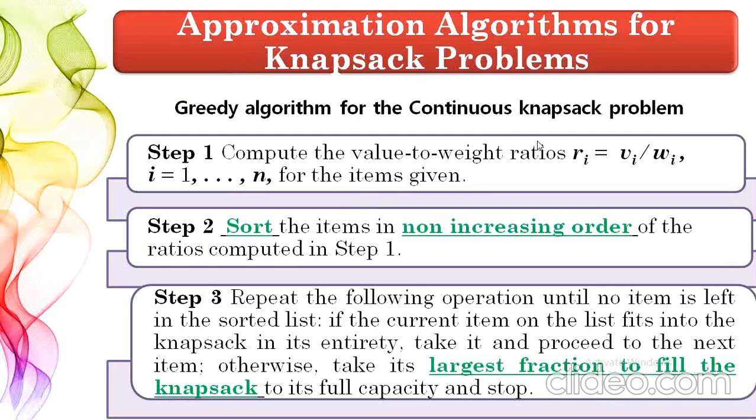Next we move on to the continuous knapsack problem. Here also we are going to use the same steps. In step 1 you find the value to weight ratio, that is R is equal to V divided by W. After finding that ratio, you sort the items in non-increasing order. But in the third step, if the item does not fit into our knapsack, you can divide the item, take the largest fraction, and fill it in the knapsack. This is the beauty of the continuous knapsack problem. I will explain with an example.